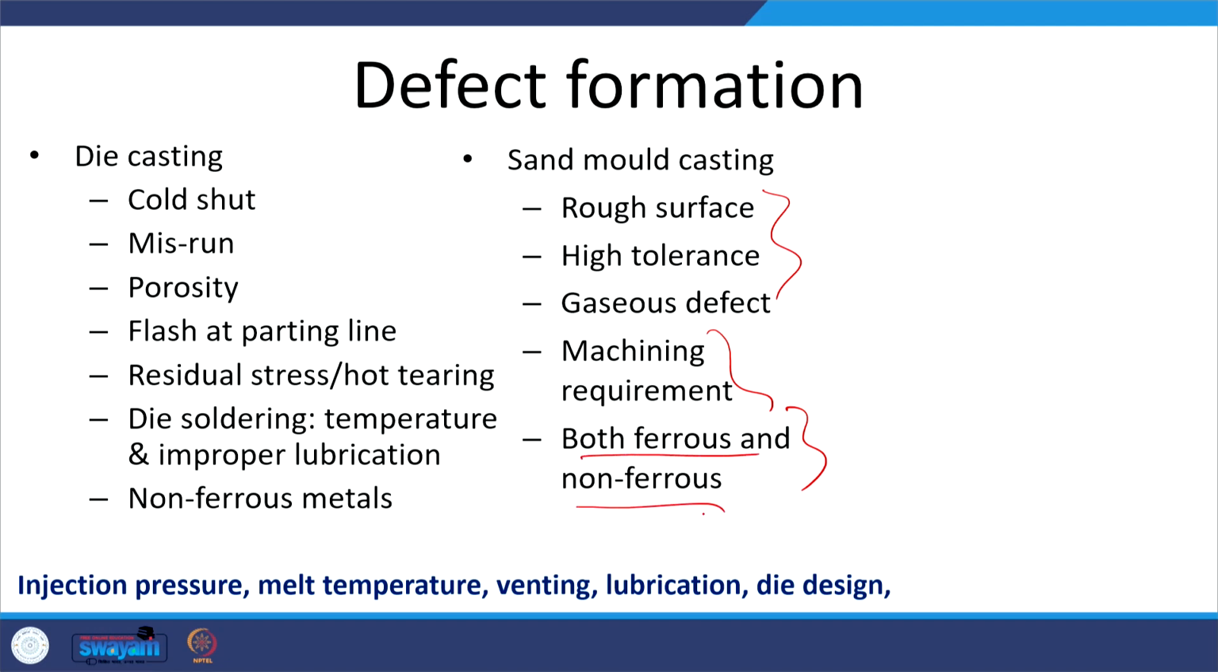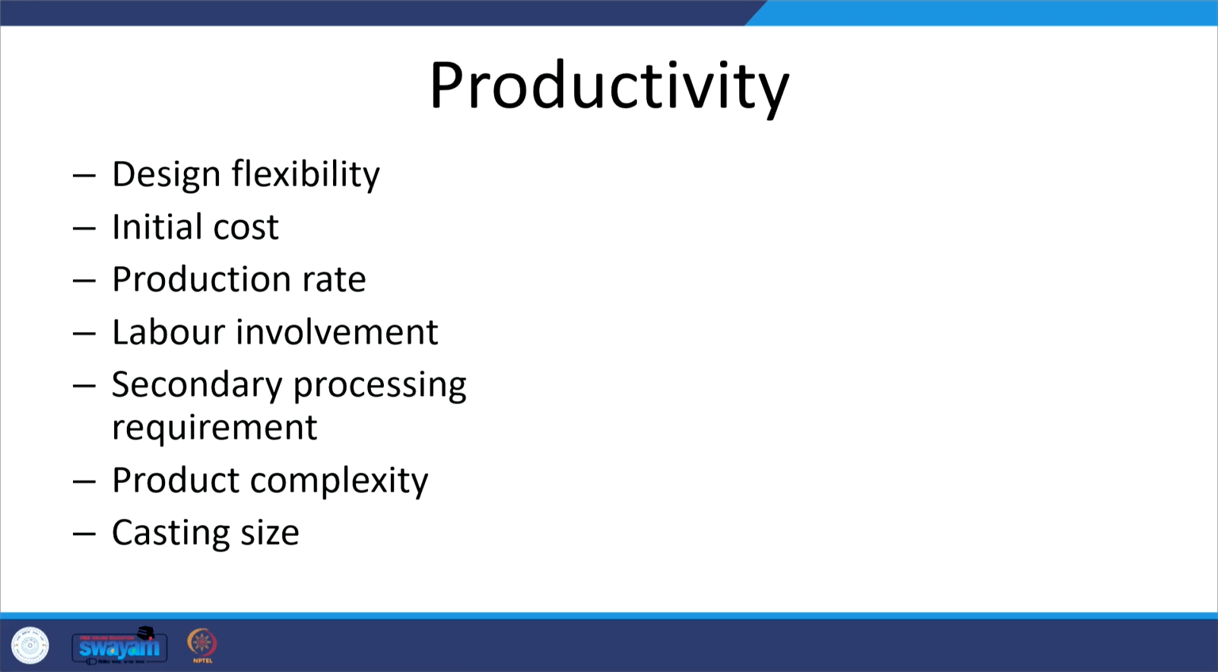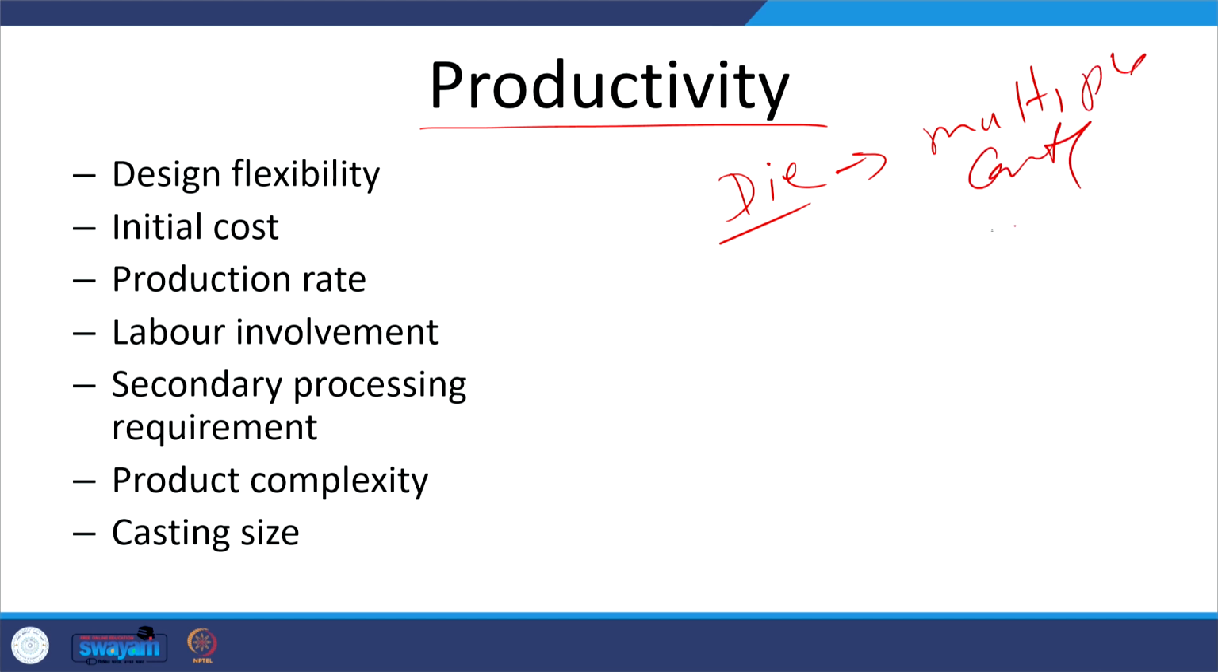And as I have already said, sand mold casting suits both ferrous as well as non-ferrous metals. Then, as far as productivity is concerned, the two processes are completely different. Why? Because the die can be used multiple times for multiple castings, while the sand mold is used for a single casting. Since there is no loss of the die in the casting process, the same die can be used again and again.